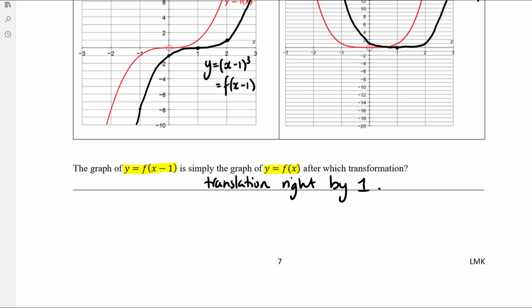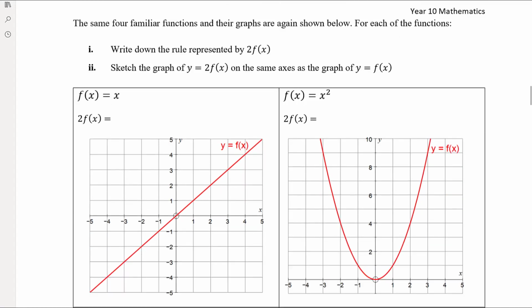Let's go back and have a look at the next one. So we've got the same four familiar graphs. For each of the functions, we want to first of all write down the rule represented by 2 times f of x, and then we're going to sketch the graph of y equals 2 times f of x on the same axes. So if f of x is x, then 2 times f of x is 2 times x. Again, this is about your function notation being good. So that's now a straight line with a gradient of 2 and a y-intercept still at 0.